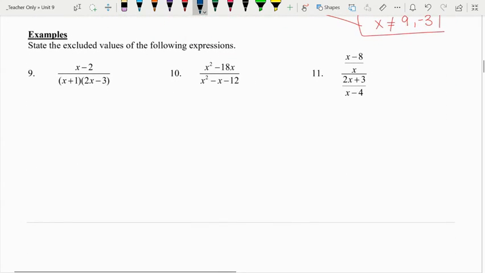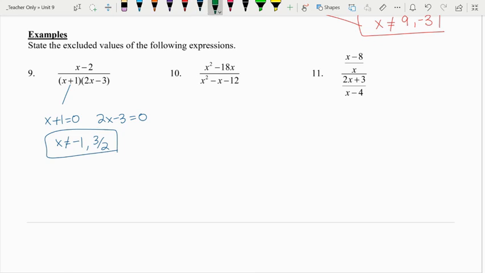So let's go ahead and do that for the last 3. In the first one, it's really nice. It's already factored for us. So that means that x plus 1 equals 0, and x would not be able to equal negative 1. And the next one would be 2x minus 3 equals 0. So if we solve, we get 3 over 2, which means x cannot equal 3 over 2.